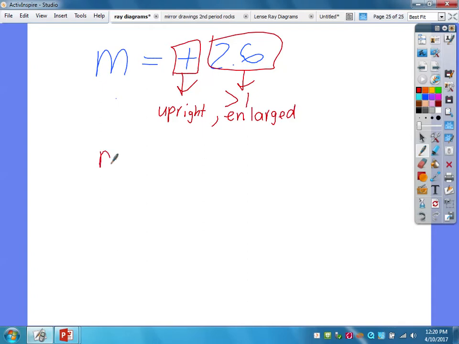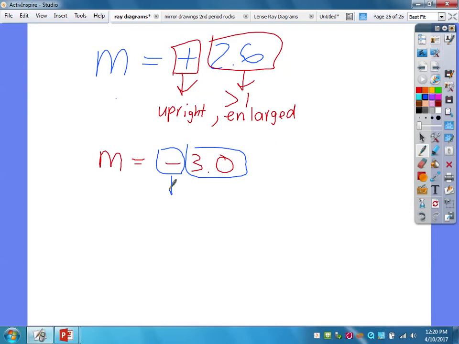What if you had a magnification of negative 3.0? This is usually one that people starting out will mess up. They'll go, we have to look at these separately. What a lot of people tell me is, negative 3, that's less than 1, therefore it is diminished. That is incorrect. The negative and the number are separate from each other. They're giving me separate information.